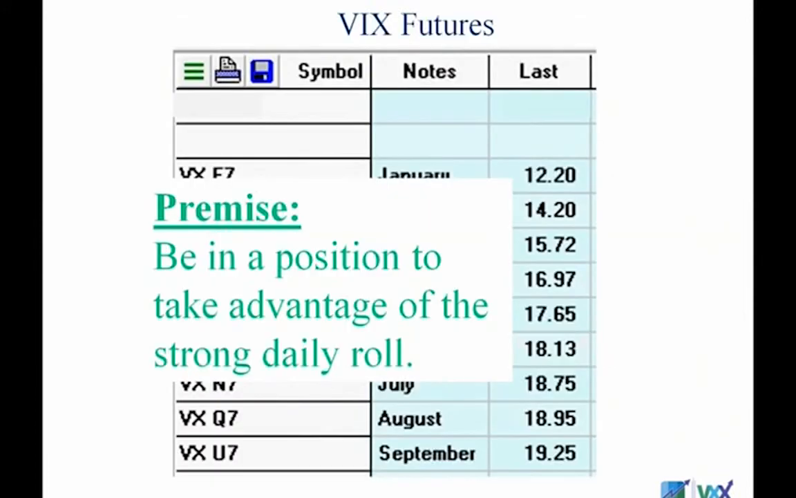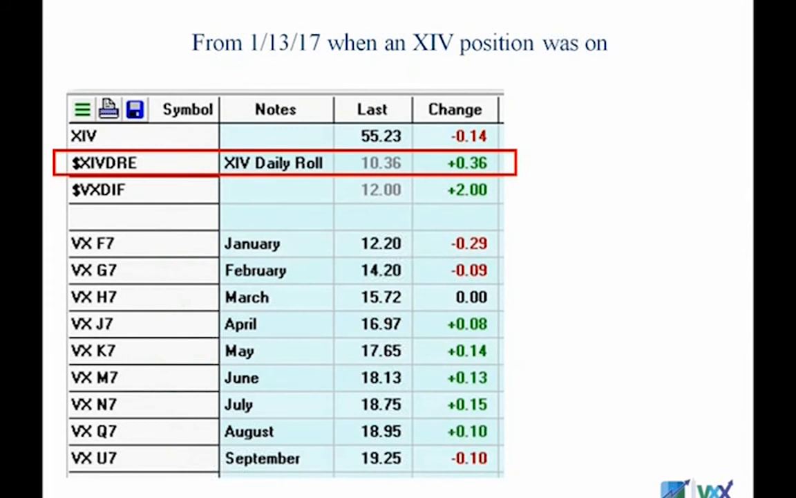Finally, just as a final point here, wrapping up the premise, we want to be in a position to take advantage of that strong daily roll. That's where we're always coming down to. How big can that daily roll be? All right, let's take a look at an example from January 13th, and look at the top line. The XIV at the time was at 55.23.